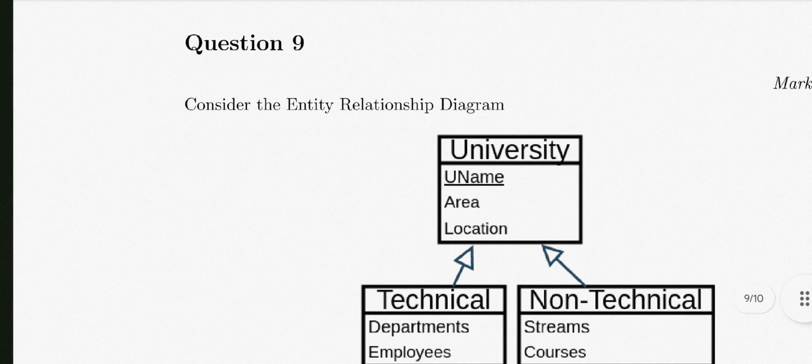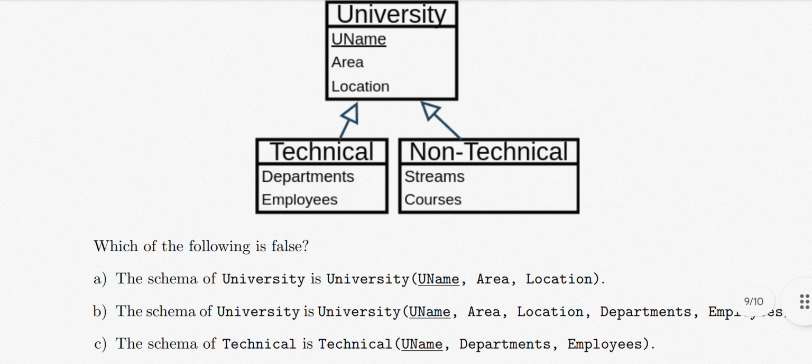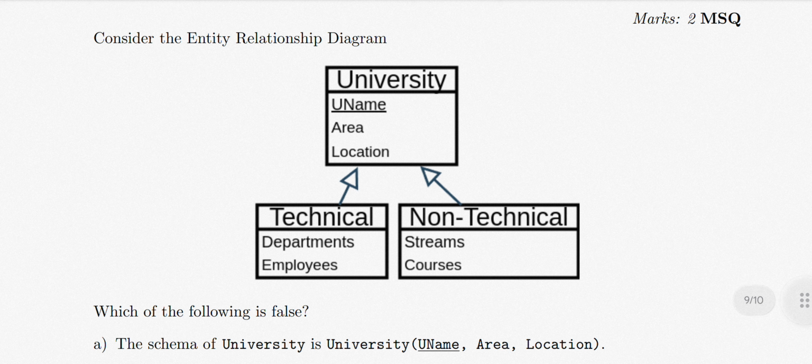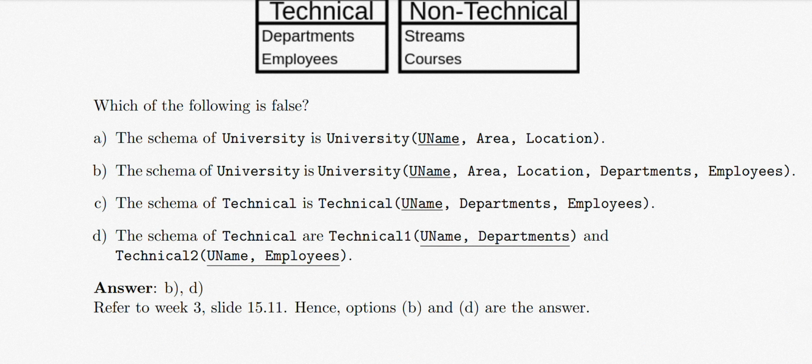Moving on to question number 9. It asks which of the following are false. Let's look into option A. Schema of university is university, uname underlined, and comma, area and location. That is correct. You all know that it is the basic way to write a schema, so it is true. We can't give it as the answer. Read the question properly, because here it is asked for false. So option A can't be the answer.